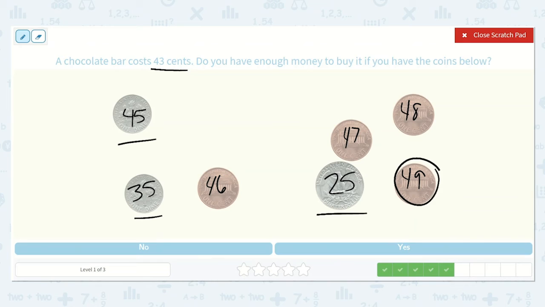So a chocolate bar costs 43 cents. Do we have enough with 49 cents? Yes, absolutely. Notice I write inside the coins as I'm going so that I don't lose track of the ones I've already counted, and then I circle the one at the end so I know which one we ended with, so that is the amount of money we have.